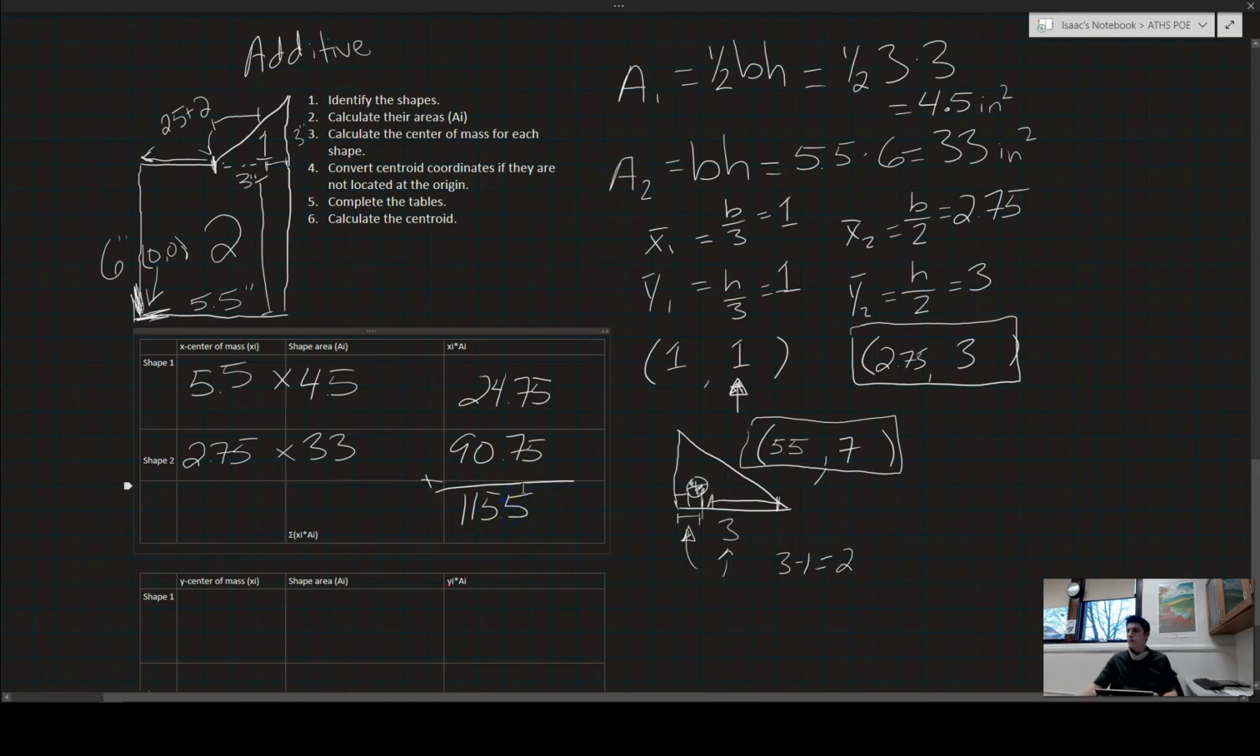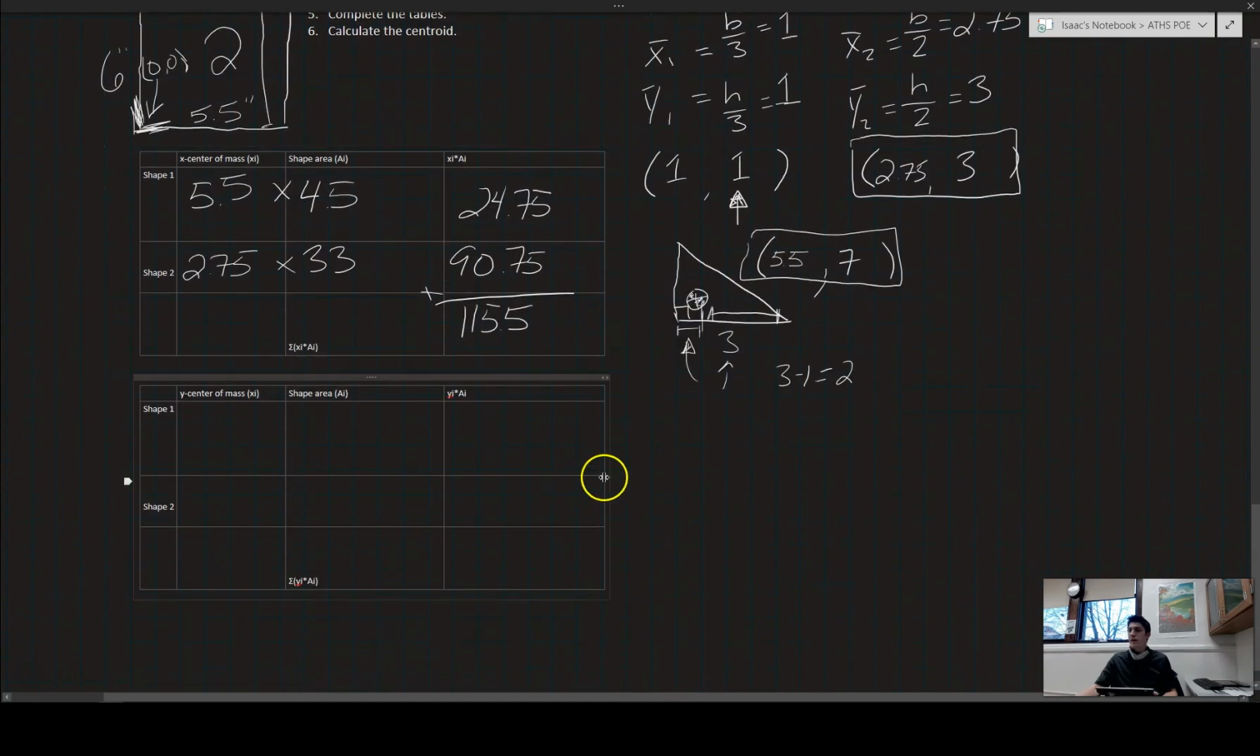Okay. So now I'm going to do the same thing that I just did, but with my y information now. So the y center of mass for shape 1 we had as 7. For shape 2 we had 3. I'm going to use the same areas because it's the same shapes. So for shape 1 it was 4.5. For shape 2 it's 33.